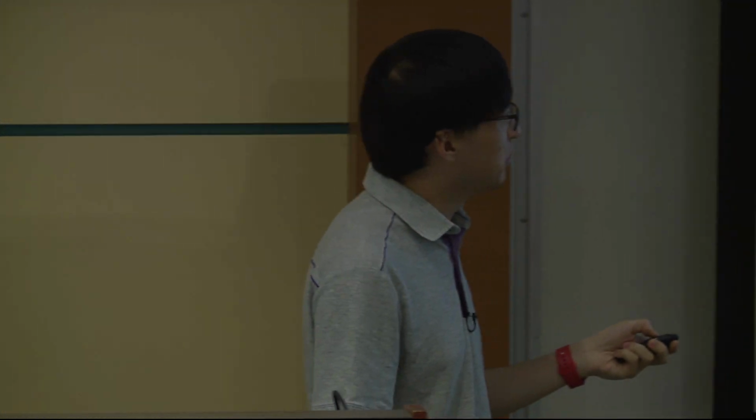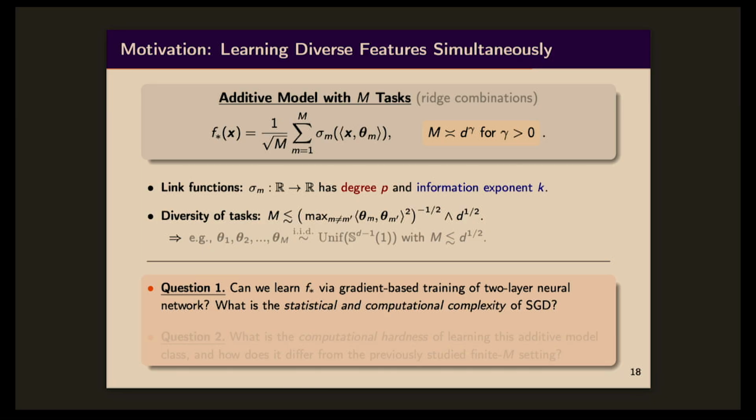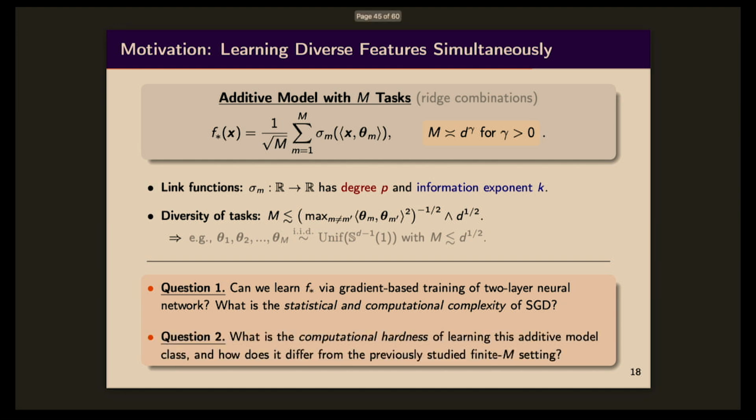So we asked two questions. First is, can we use gradient descent? Can we use the same algorithm as before, gradient descent training of a two-layer neural network, to learn this function? And two, now this is not a single index model anymore, so we will have to basically reprove the CSQ and SQ lower bound. What is the computational hardness of learning this ridge combination?